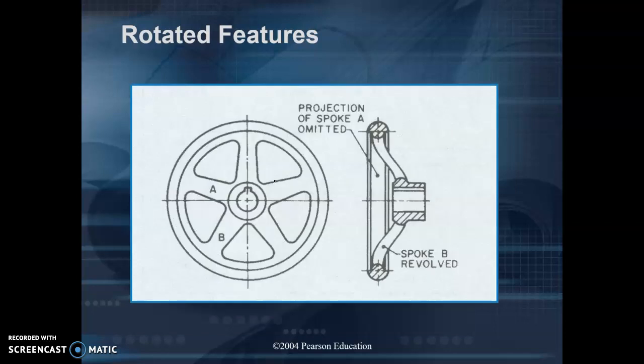So again, this usually happens when you have an odd number of features that are rotated about a central position. So if we cut the cutting plane line straight through from top to bottom, we would cut through the rib here, but not here. And that would lead to a weird looking section view. So we rotate one of these spokes over so that we see the spoke here. Spoke B is revolved into place.